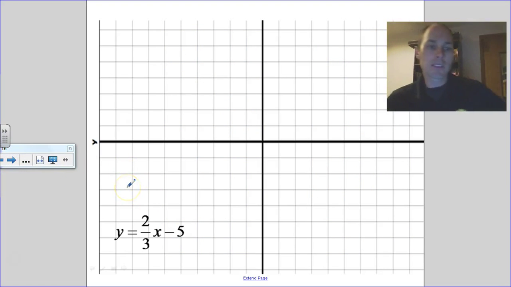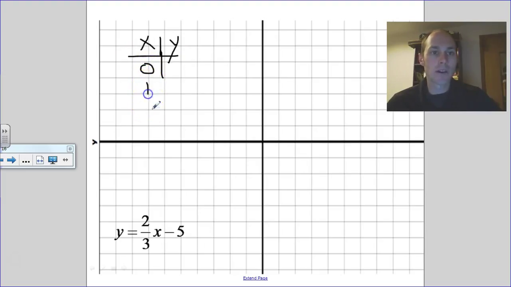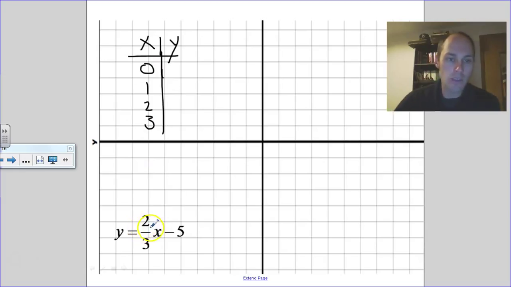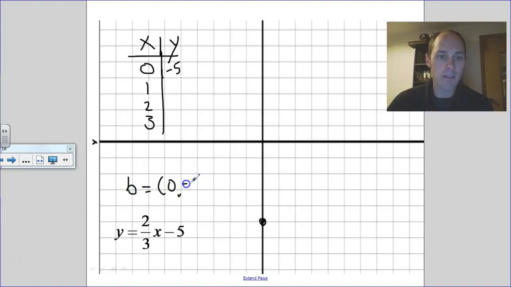Okay, how would you graph this equation? Remember, we could start with the table, x, y. Well, let's start with 0. Let's create another point, 1. Let's create another one, 2, 3. If I put 0 into the equation, 2/3 times 0 is 0. Minus 5 is -5. I could have found that by looking at the intercept. Finding my y-intercept, 0, -5.